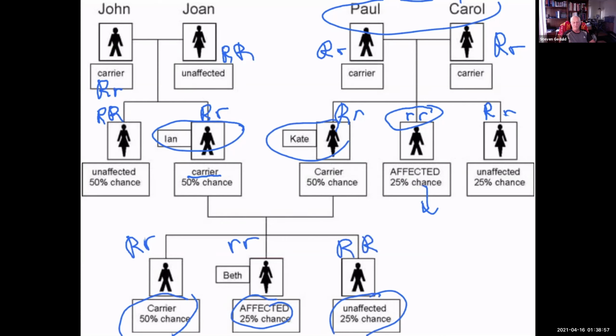That's a simplified version. So don't go to your genetics teacher and say, well, Dr. Goodall said. This is a simplified version of it. This is roughly how it works. There are other variables involved, but this is the basics of how genetics works and how it's passed down when there's a recessive gene disease. Does that make sense?